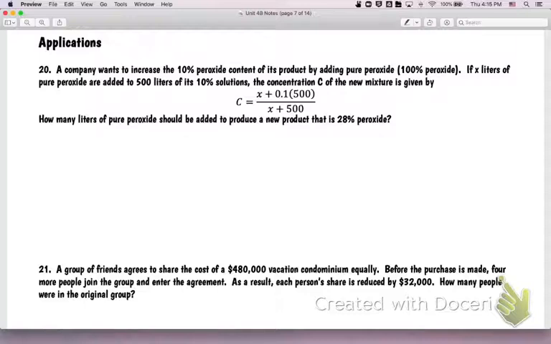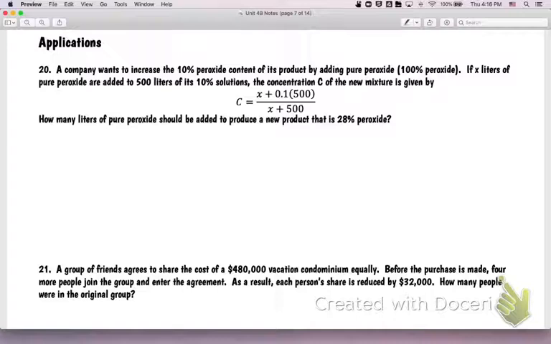So it says a company wants to increase the 10% peroxide content of its product by adding pure peroxide, which is 100%. If X liters of pure peroxide are added to 500 liters of its 10% solution, then the new concentration, which is C, is given by this equation. Okay. How many liters of pure peroxide should be added to produce a new product that is 28% peroxide?